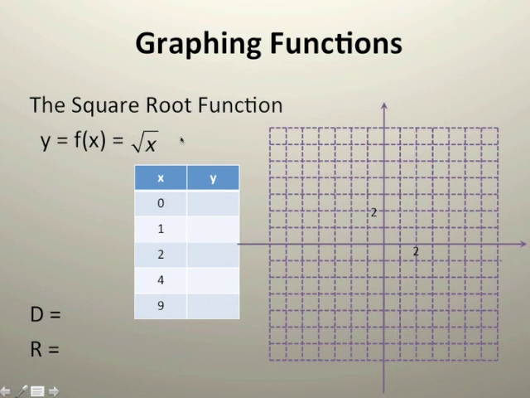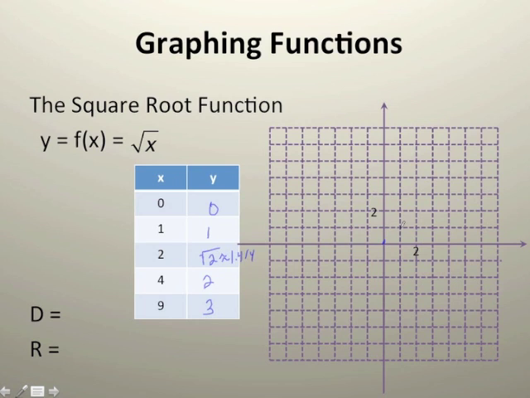The square root function is really pretty much the opposite of that. The square root of 0 is 0. The square root of 1 is 1. The square root of 2 is not a whole number. It's the square root of 2, approximately 1.414. The square root of 4 is 2, and the square root of 9 is 3. You might see how selectively I did my x values.